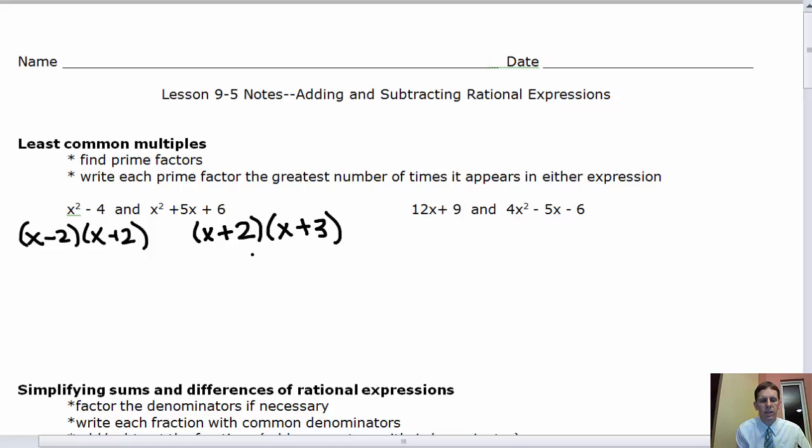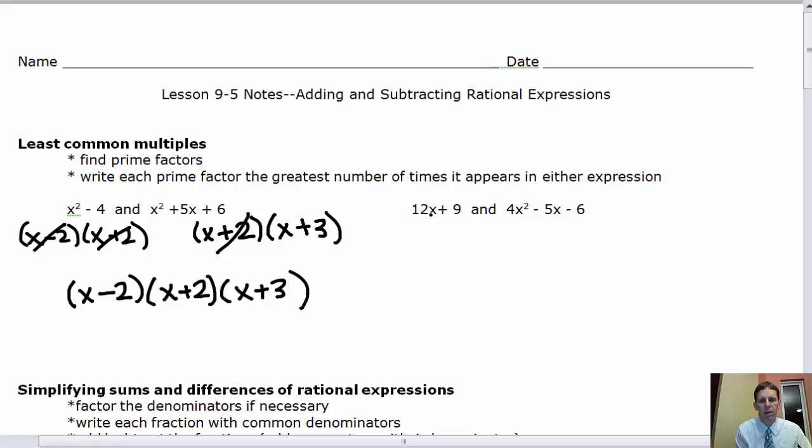Now, to find what's called the common denominator or the least common multiple, we're going to write each prime factor the greatest number of times it appears in either expression. In this case, there is an x minus 2. I'm going to cross that off because I'm done with it. We have an x plus 2 here as well, which is also here. So x plus 2 appears once in each of these. So we're going to cross it off here as well because we've used it already. There's still an x plus 3 left over, and this is called the least common multiple.